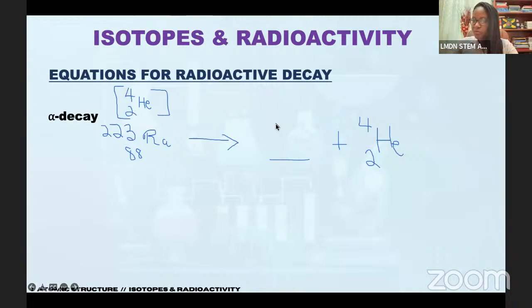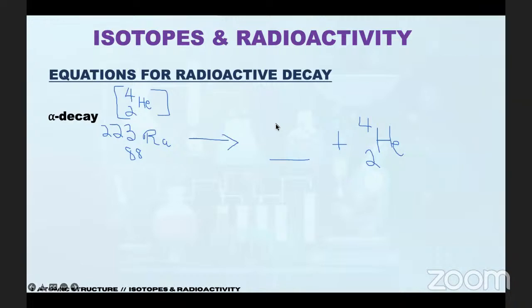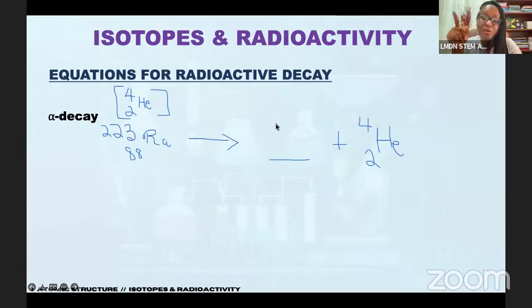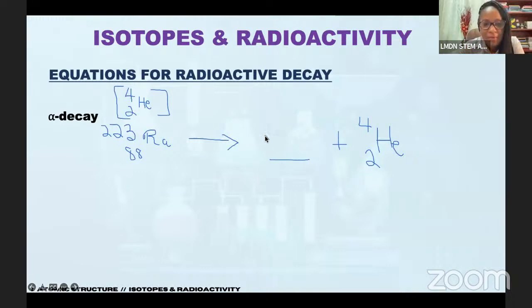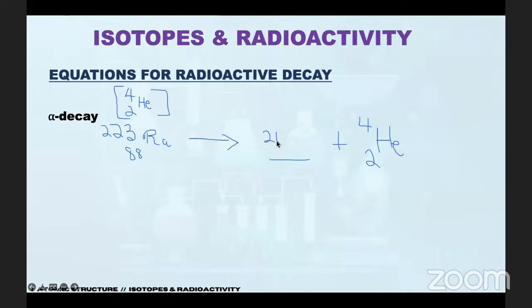Miss, the atomic number will lose 4, so it will be 219. And the mass number will lose 2, so it will be 886. I think it's correct, but you flipped what the numbers actually are. So say it again. The mass number, which is the larger of the two, what's going to happen to that? Miss, the mass number will lose 4 and will be 219. Okay. And then the atomic number will lose 2 and be 86.